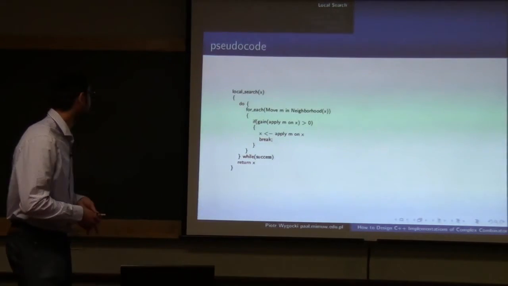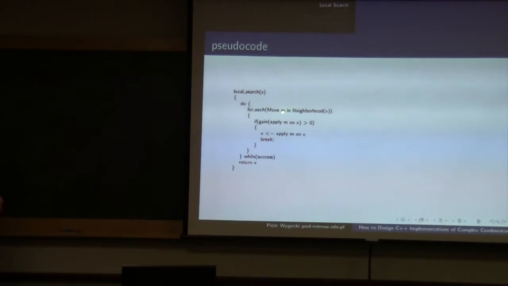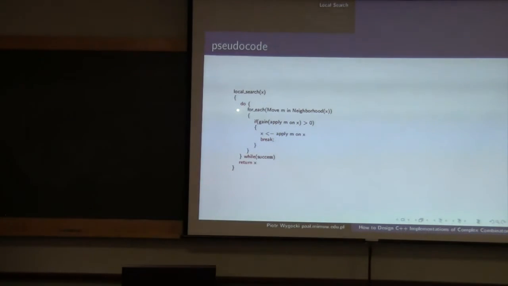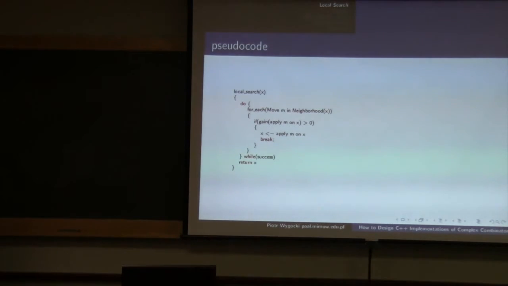And here I'm going to show you pseudocode and what's going on here. So let's focus on this inner loop. Okay, so we've got some initial solution x. This is our starting point, and we explore the moves in the neighborhood of x. Here we check if our move is improving. So if there is a gain of applying our move on our solution, and if yes, we apply this move. And we just iterate this procedure.